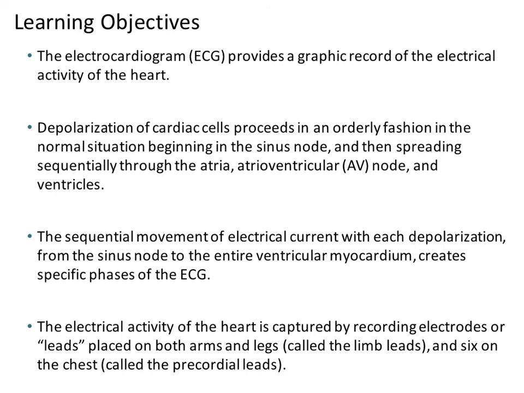And lastly, the electrical activity of the heart is captured by recording electrodes or leads that are placed on both the arms and the legs, which we call the limb leads, and 6 on the chest that we call the precordial leads.